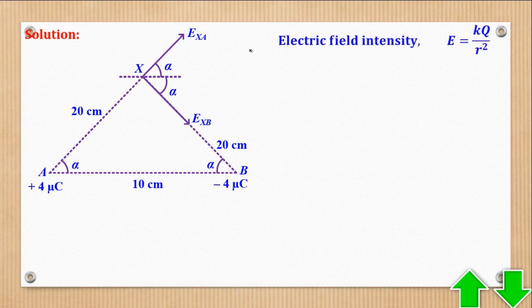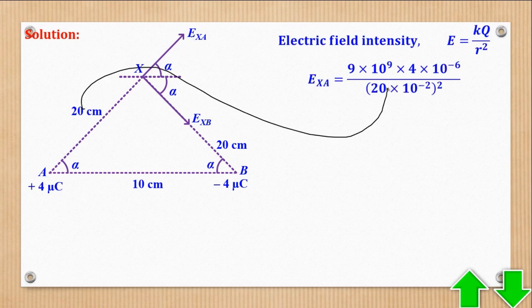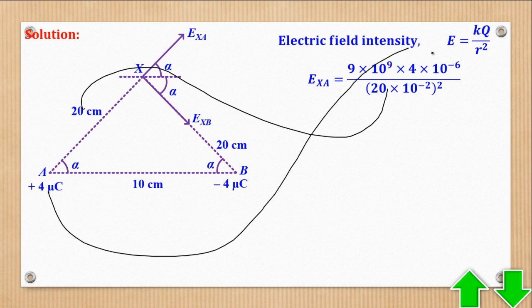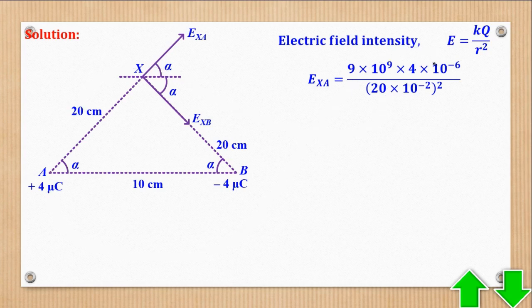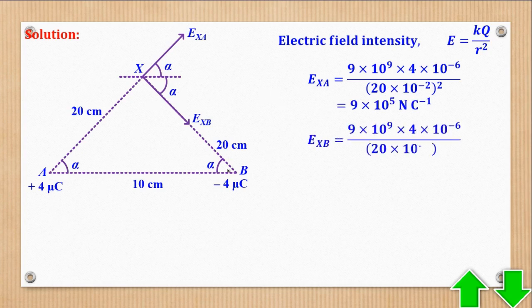So shall come and calculate the magnitude. This one, X due to charge at A, separation is this, convert to meters. The charge is this, convert to coulombs. Then you'll come up with that. Then due to charge at B, separation is this, convert to meters. Separation, sorry, the charge is this and separation is this. So then you'll come and use a calculator.